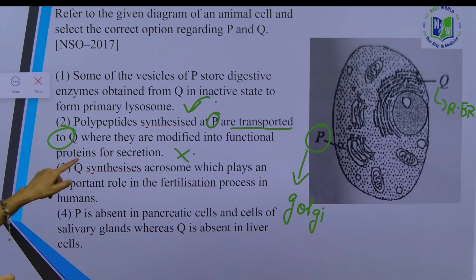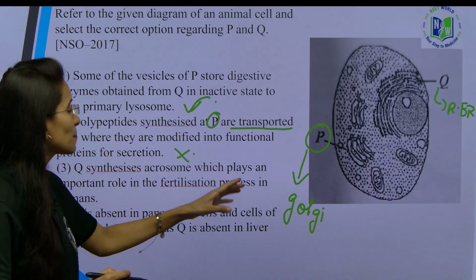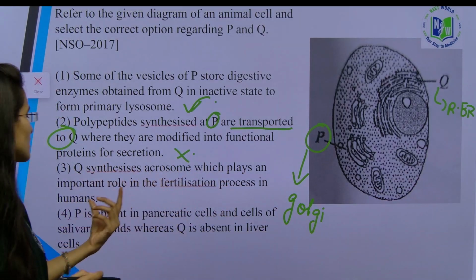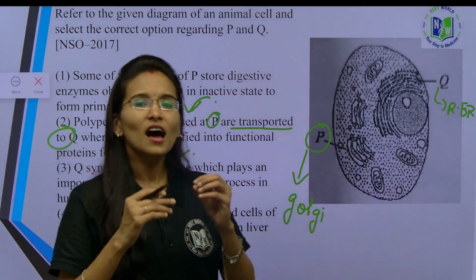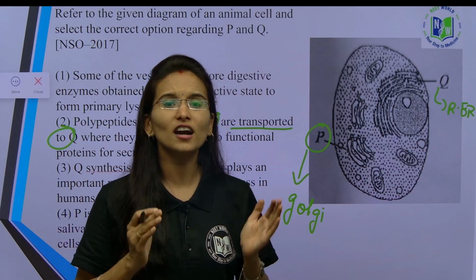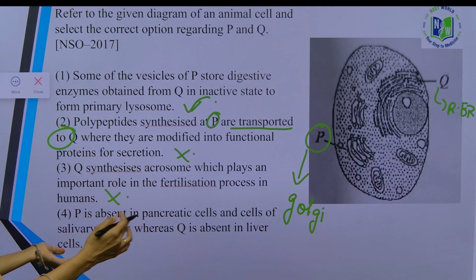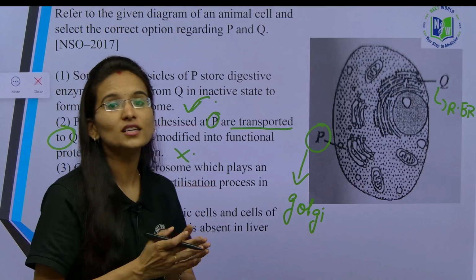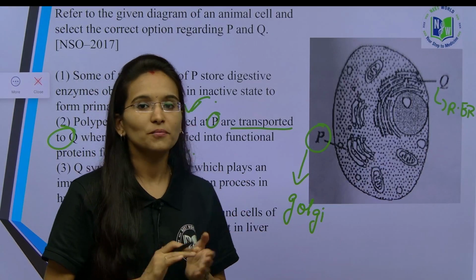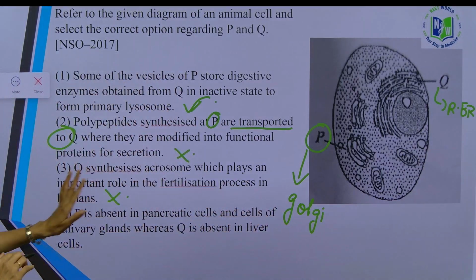Option 3 is Q synthesizes acrosome, which plays an important role in the fertilization process of humans. It is an absolutely irrelevant option regarding this particular chapter, Cell: The Fundamental Unit of Life. So, this is the wrong option, because we are going to study this in the chapter Reproduction. So, this is the wrong and irrelevant option.